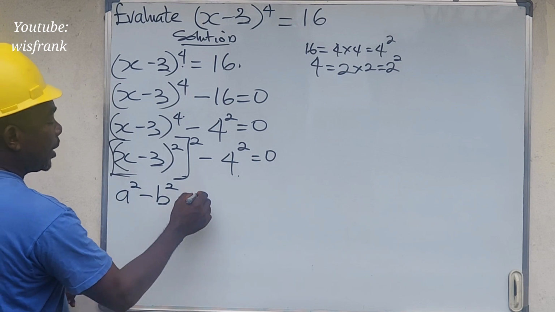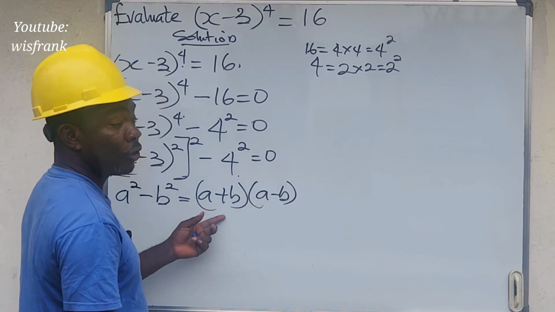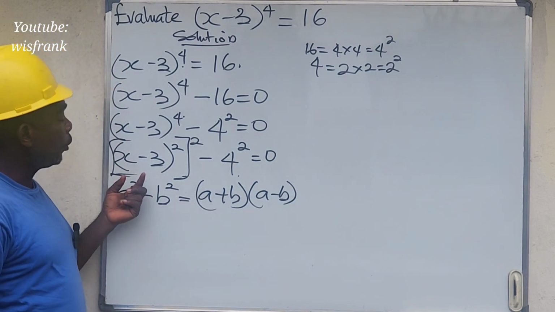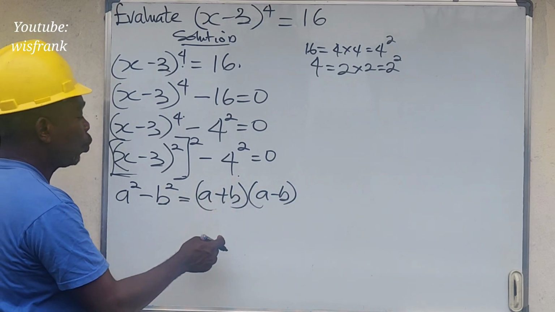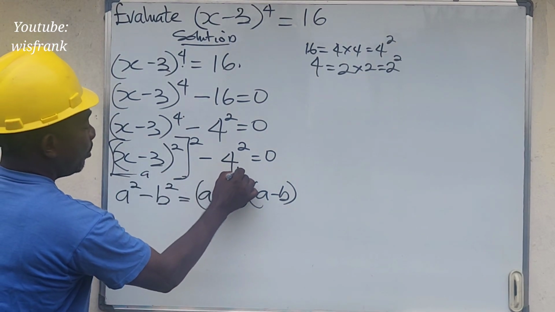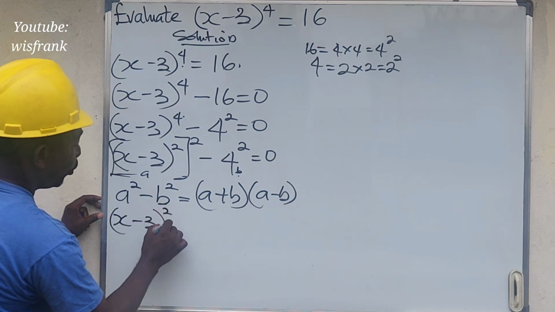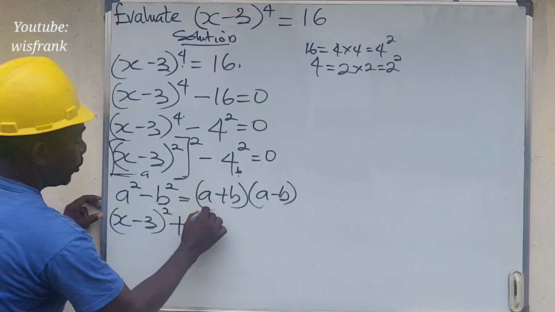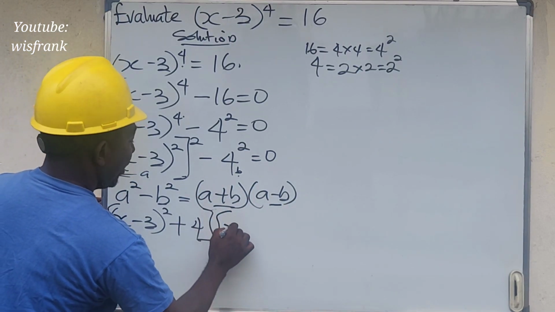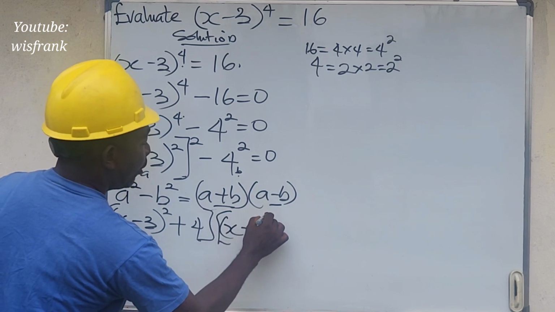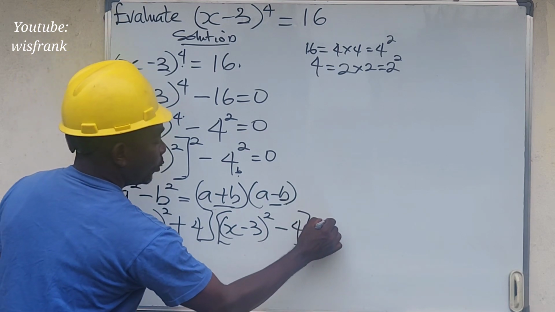This is the same thing as (a + b)(a − b). That is the difference of two squares. So we are going to express this equation in the format of the difference of two squares. As we said, this is our a and this is our b. So this will become ((x − 3)^2 + 4), so this is our first bracket. Then this one will be ((x − 3)^2 − 4). That is the second bracket, all equals 0.